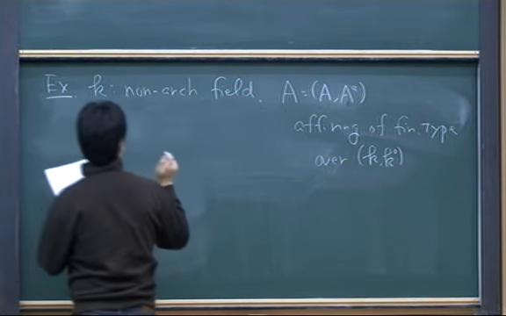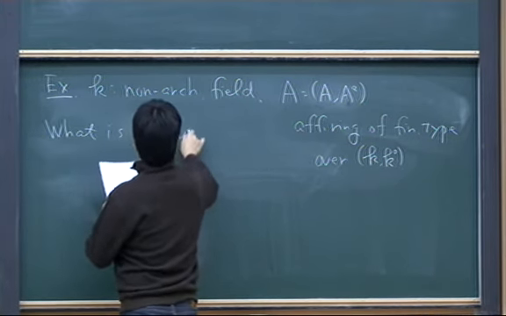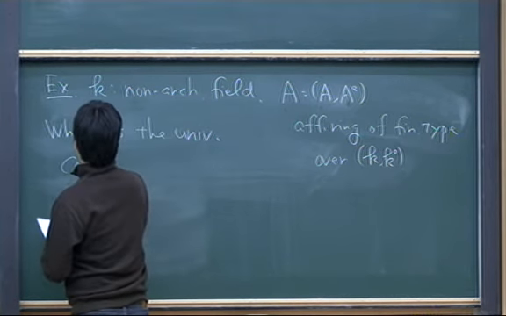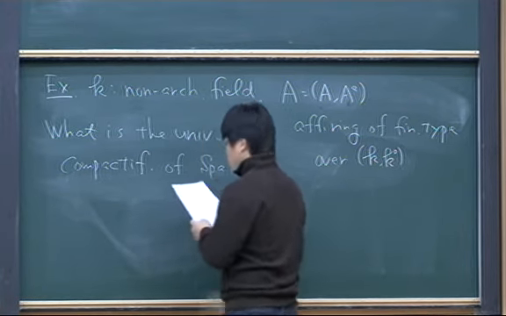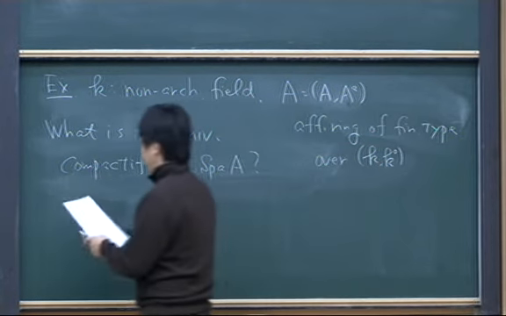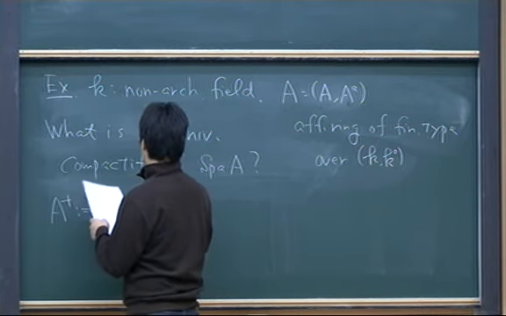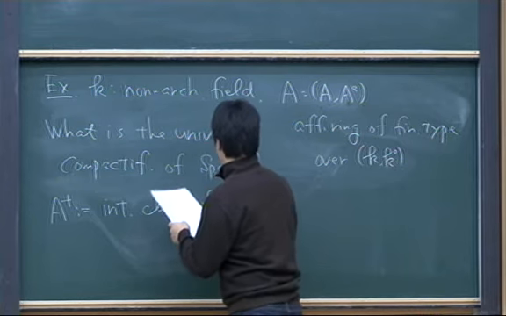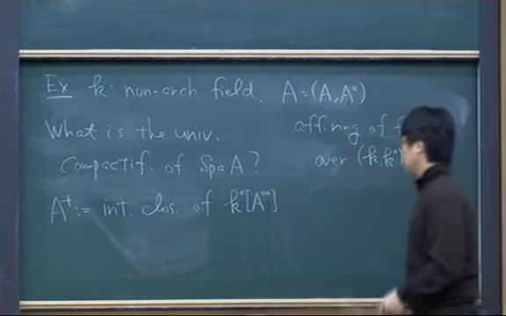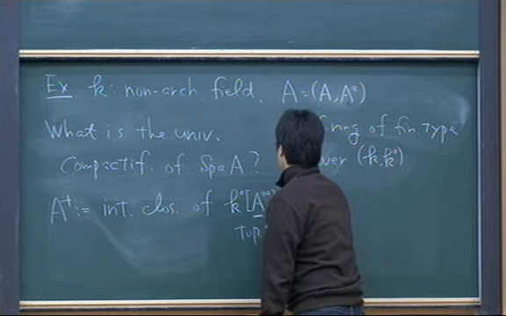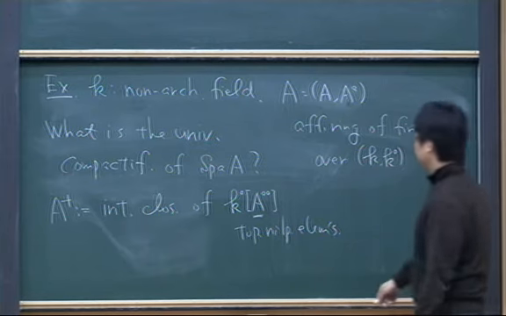What is the universal compactification of Spa A? We can write it easily. Let A plus be the integral closure of K plus, A plus plus. As I said, this is a set of topologically nilpotent elements in A.